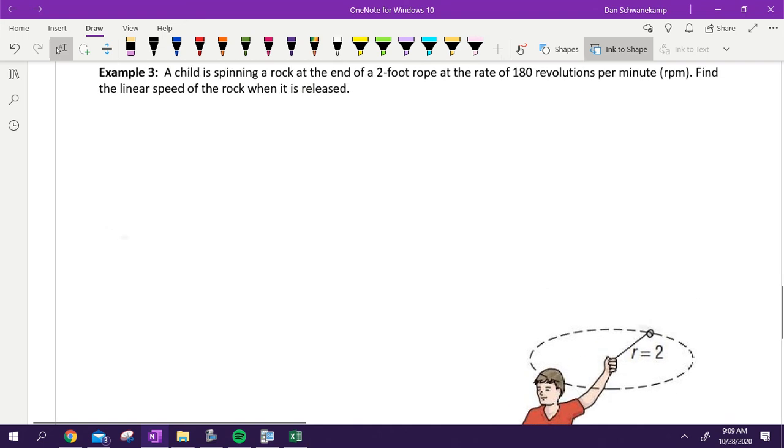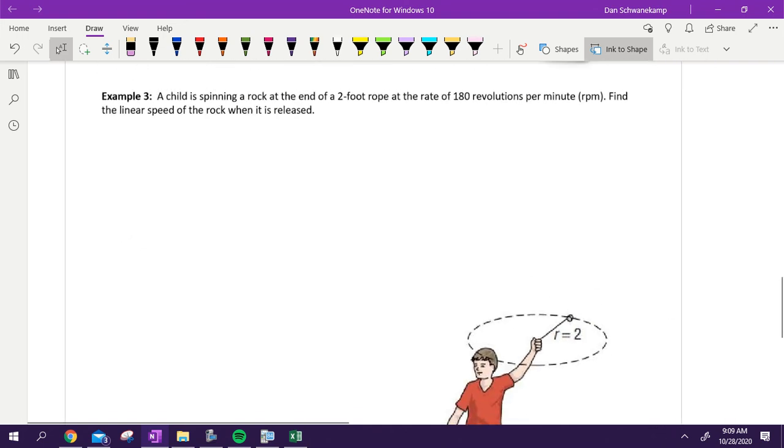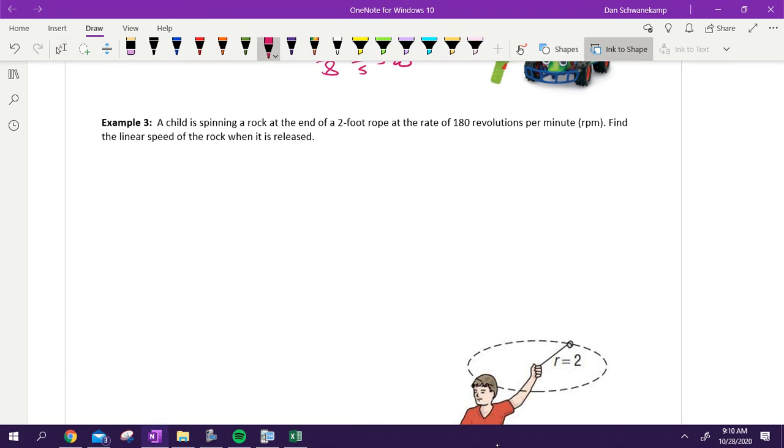A child is spinning a rock at the end of a 2-foot rope. Someone with 4 kids, this is a bad idea. Don't give a kid a rock on a rope. Bad things are going to happen. At a rate of 180 revolutions per minute, find the linear speed of when the rock is released.